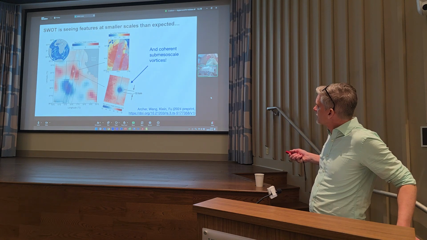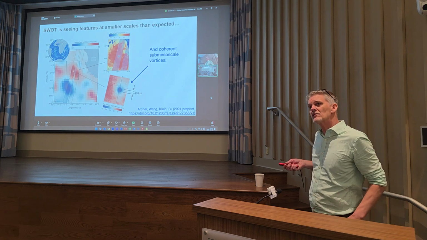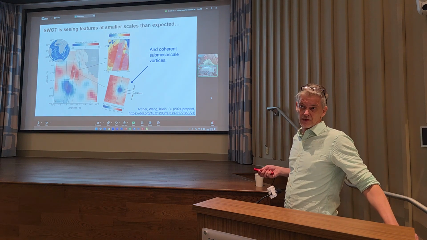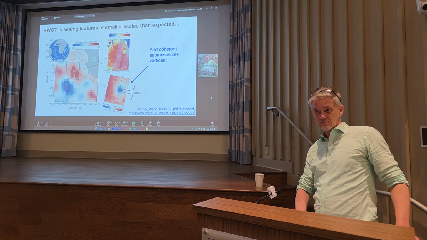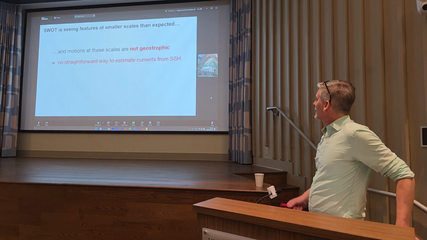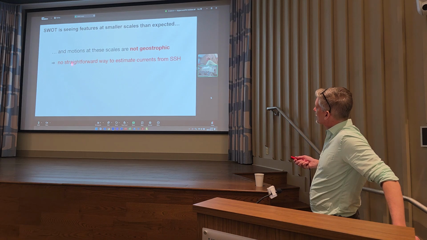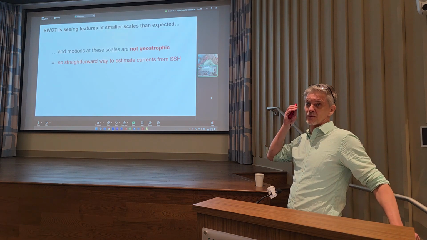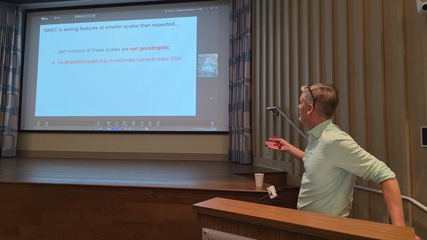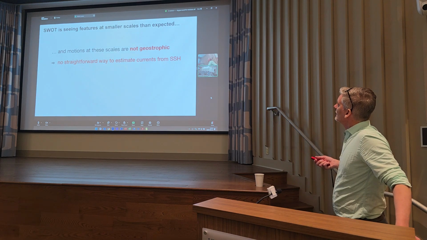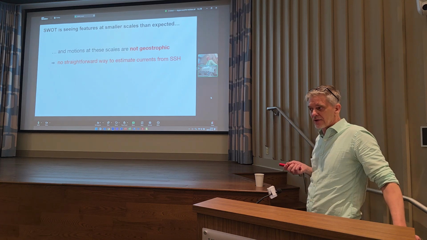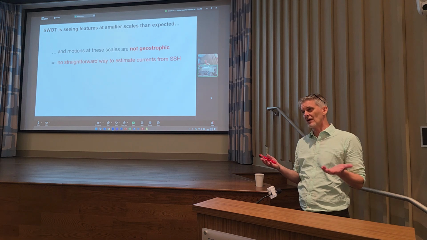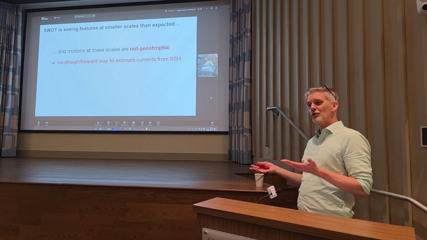In these flows, at those scales, I'll get into this, you start to see some pretty strong asymmetries in vortices, and these things get up to order 1 Rossby number, which is the issue here. So the great thing is SWOT is seeing features at smaller scales than expected, but the problem is that these motions in both examples, especially the first one, are not geostrophic. All the wave stuff is obviously completely ageostrophic. And that means that once you lose geostrophy, which we kind of had as a side benefit from the low resolution remapped traditional altimeters, you don't have an easy way to get the velocities.